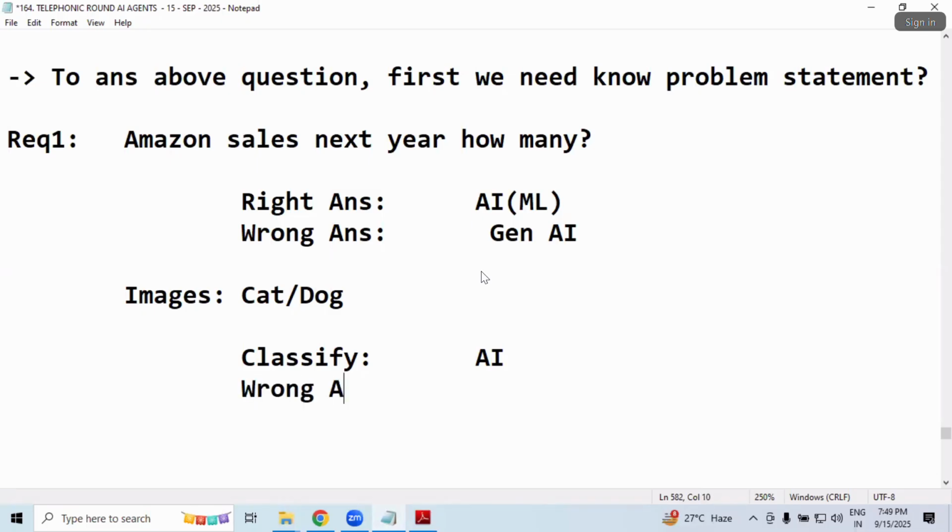The wrong answer is Gen AI. Gen AI never does classification. First of all, Gen AI's work is not to classify, and Gen AI's work is not to predict. Are you clear?